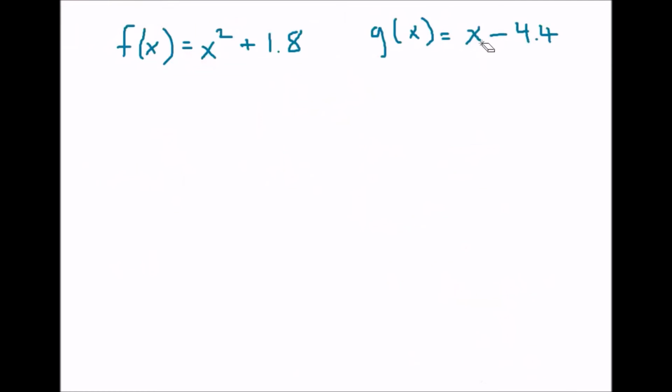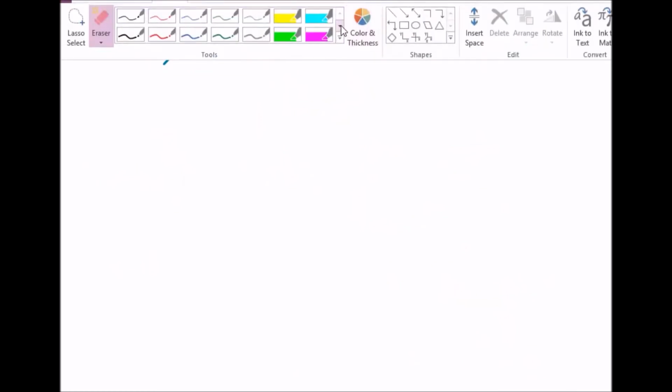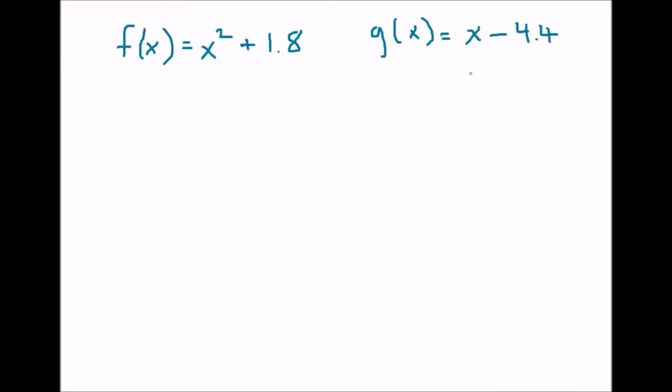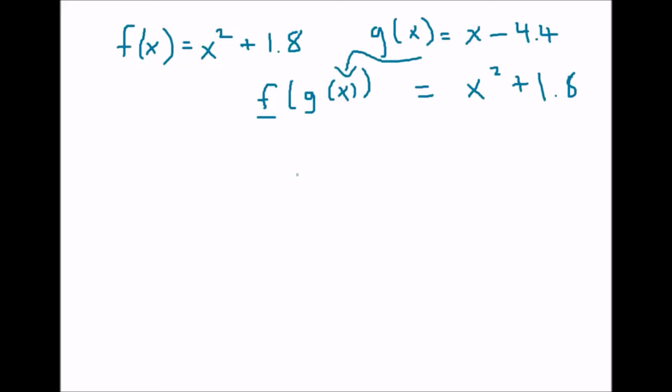F of x equals x squared plus 1.8, and g of x equals x minus 4.4. And the question will say find the f of the g of x. The equation you're going to use is x squared plus 1.8, because that's f. But we need to plug in g first. So it wants us to find the function when the value of x is x minus 4.4. So that's what we're going to plug into this equation over here.